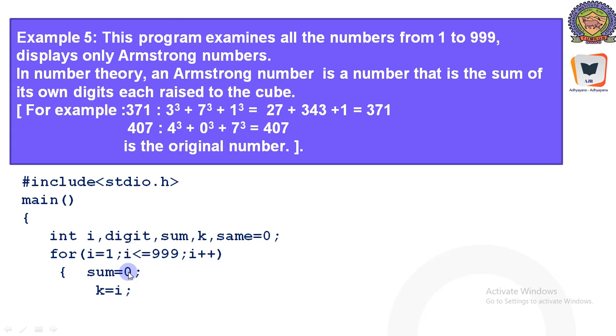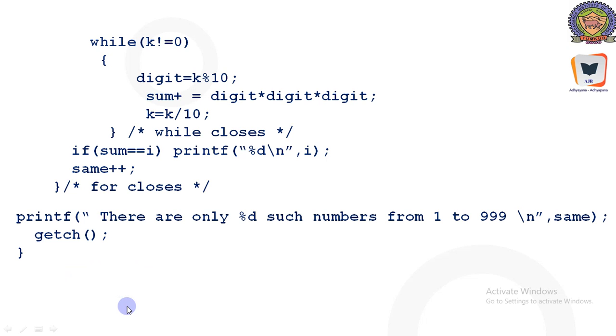Okay, we will examine why we need a for loop, because we need to examine all the numbers from 1 to 999, and we have to take out those numbers which prove to be Armstrong in nature. Sum equal to 0, because every number is to be delineated with the sum value equal to 0. For example, for 371 sum is new, for 407 sum is new, for 1 sum is new, something like that. And k is set to i.